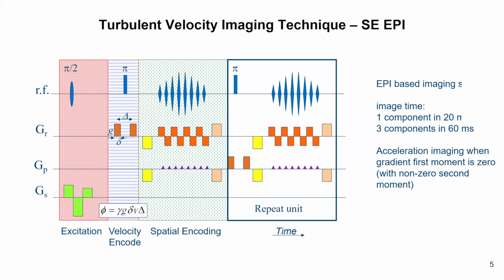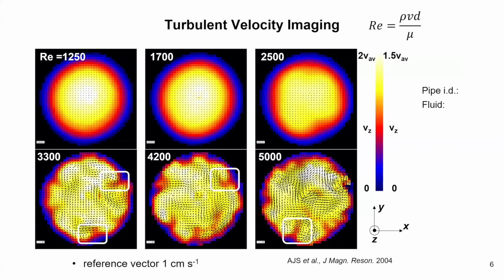In this, we were doing three components in 60 milliseconds. You can also do the same direction, and then you can get acceleration imaging or look at changes in velocity over 8, 16 images or whatever the flow and your gradient system allows. So here are some initial results from those.